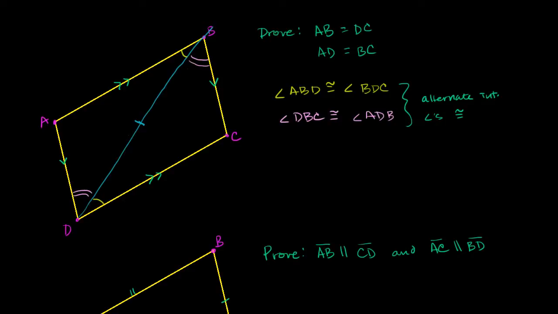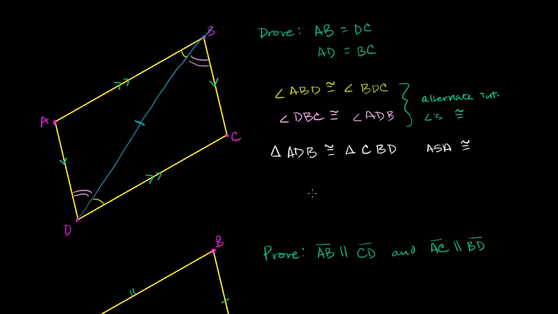So let me write this down. We have shown that triangle, I'll go from non-labeled to pink to green, ADB is congruent to triangle, non-labeled to pink to green, CBD, and this comes out of angle, side, angle congruency.